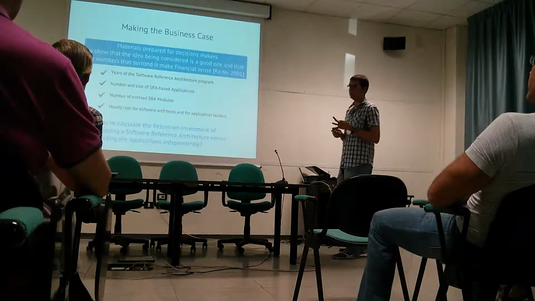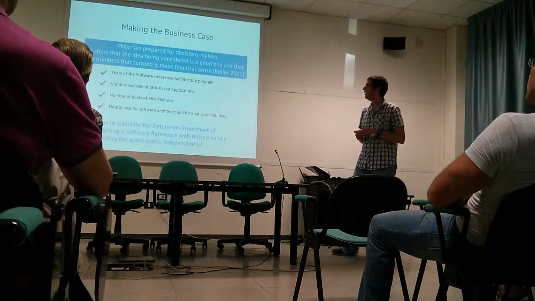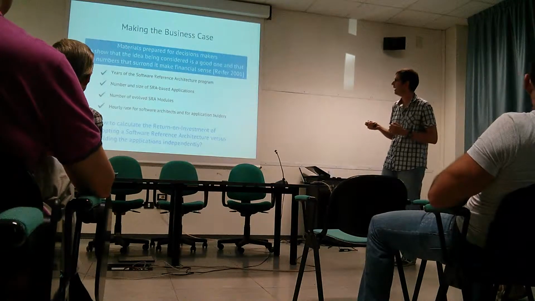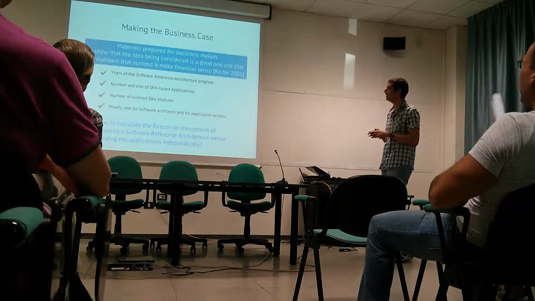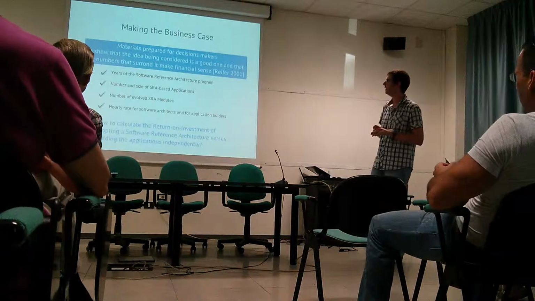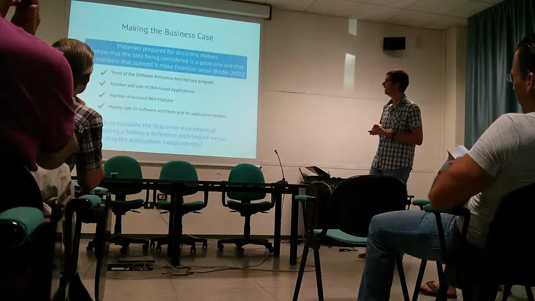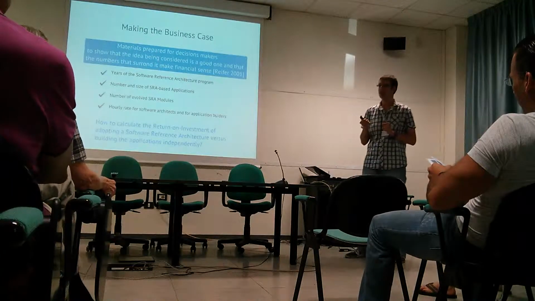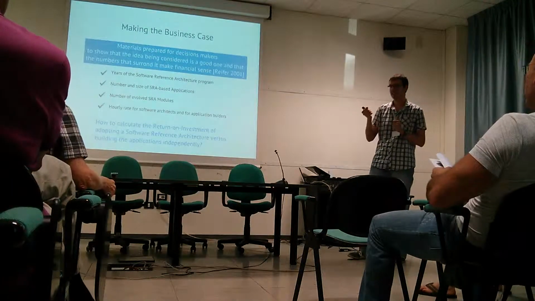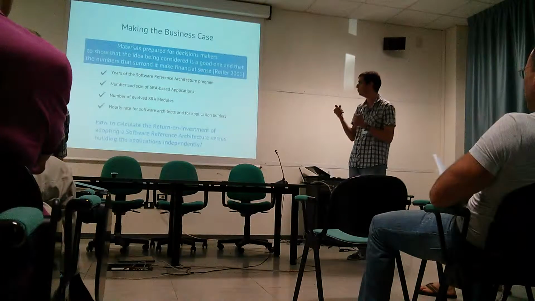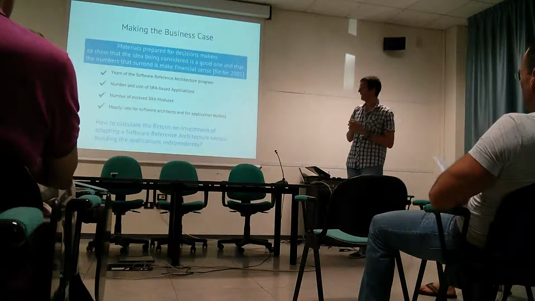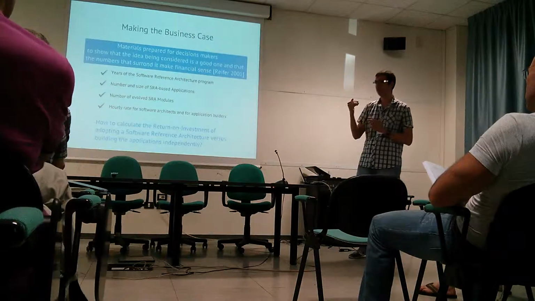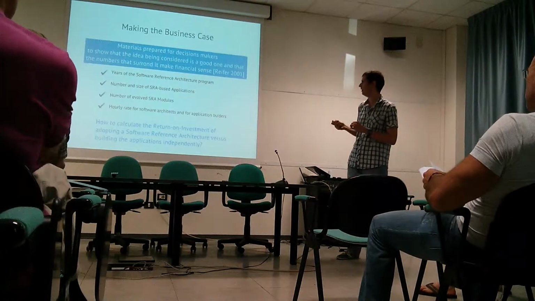So now the third step of the economic model is making the business case. As it said, a business case are the materials prepared for decision makers to show that the idea being considered is a good one, and that the numbers that surround it make financial sense. So it seems that the business case is the perfect tool that can be used to justify an investment. In our case, to justify the investment in the software reference architecture.